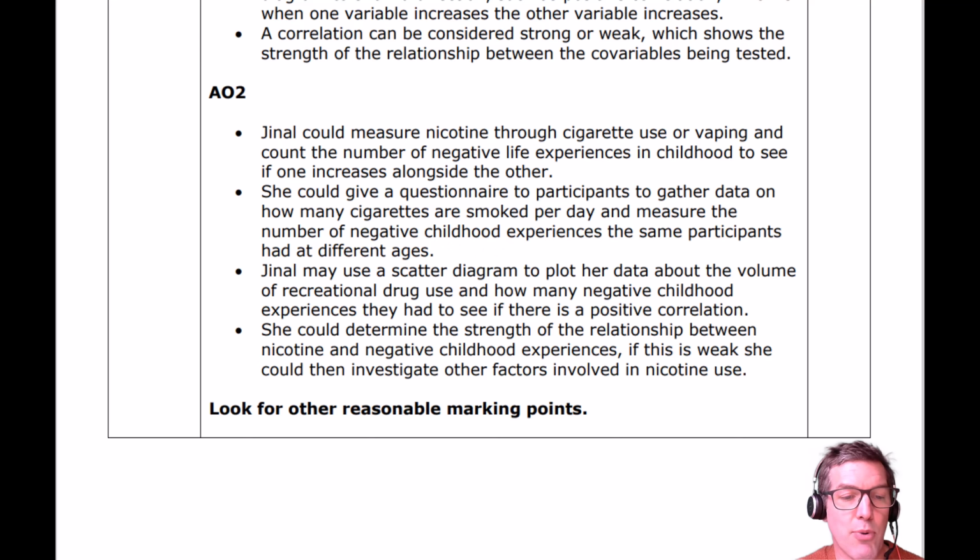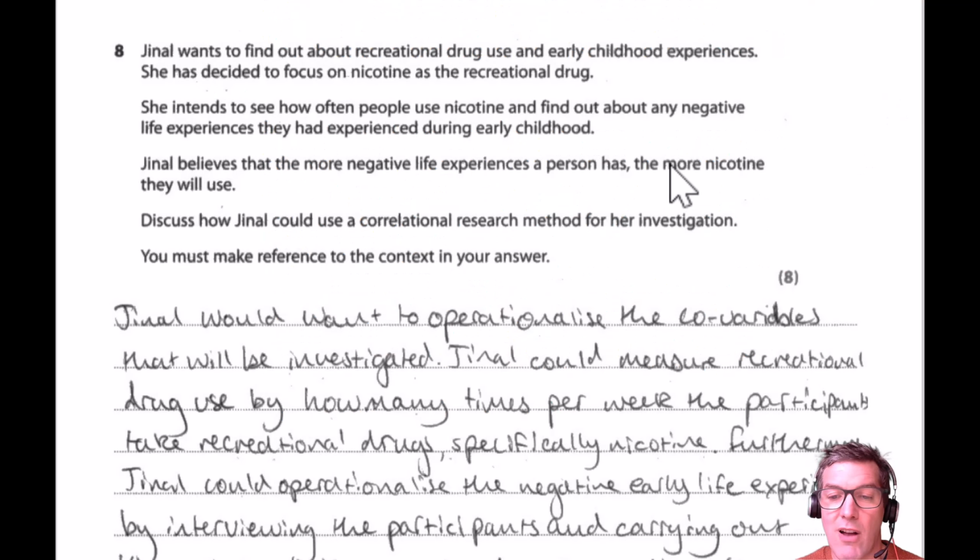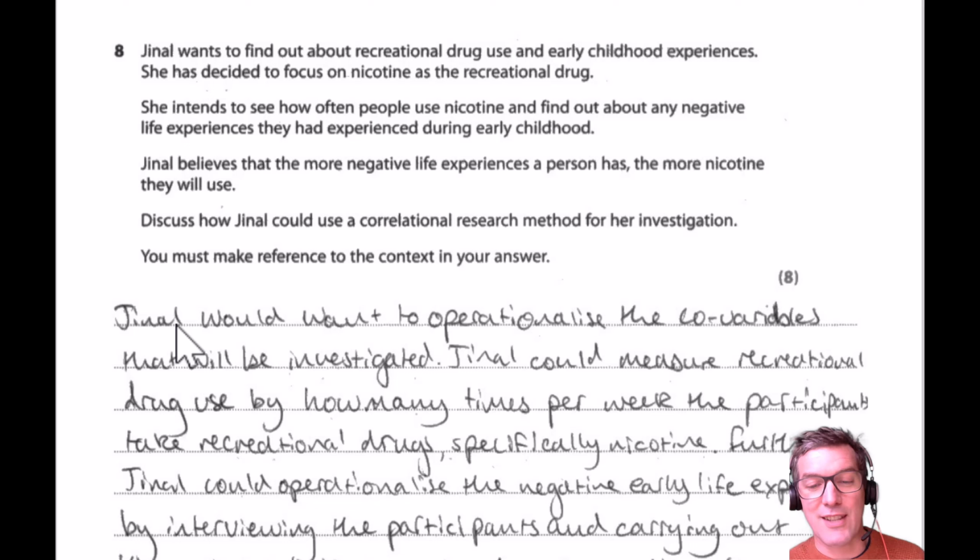Now, the examiner report gives us a really good answer, but it has gone straight into talk about Janelle. So it hasn't followed that advice I've just given of talking about correlational research separately from Janelle, but it has picked up almost all the marks available. I'll just read it quickly.